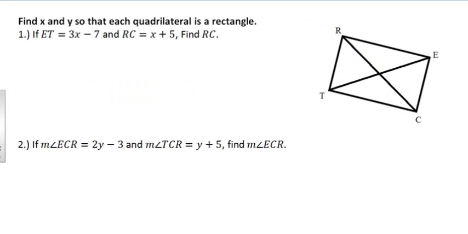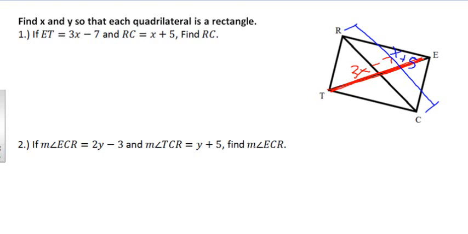Let's try a few examples. Find x and y so that each quadrilateral is a rectangle. Problem number one, we know the length of ET, that's the length of one of these diagonals. We know that length is 3x minus 7. And I know the length of our other diagonal, RC, so that length right there is x plus 5.